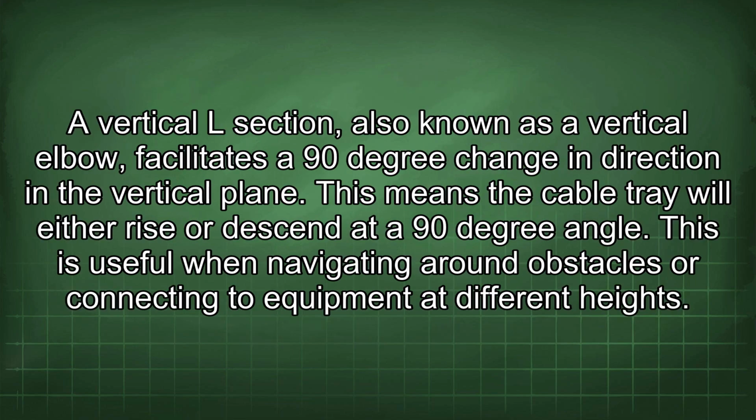A vertical L-section, also known as a vertical elbow, facilitates a 90-degree change in direction in the vertical plane. This means the cable tray will either rise or descend at a 90-degree angle. This is useful when navigating around obstacles or connecting to equipment at different heights.